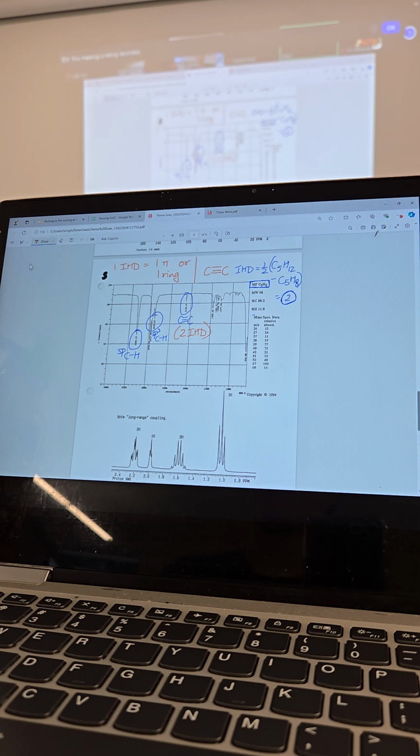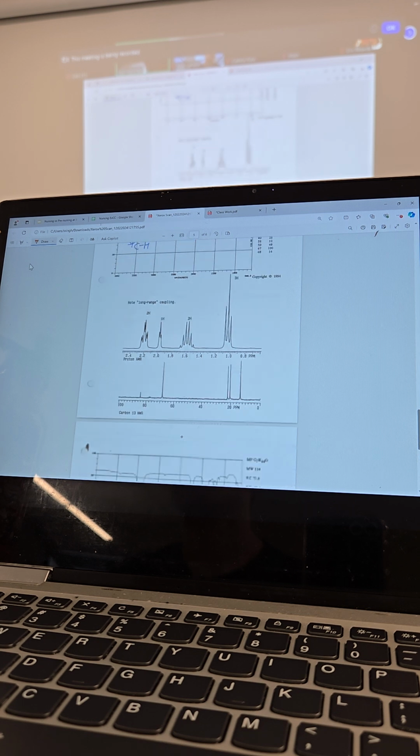Oh, that makes sense. Thank you. Make sense? Yes, thank you. So it's an alkyne. There's no ring because the 2 IHDs are taken care of. Everybody okay? Okay, let's go to the proton NMR.